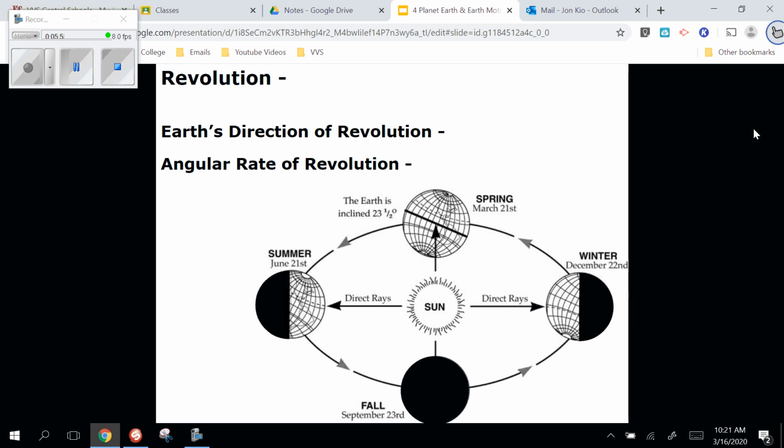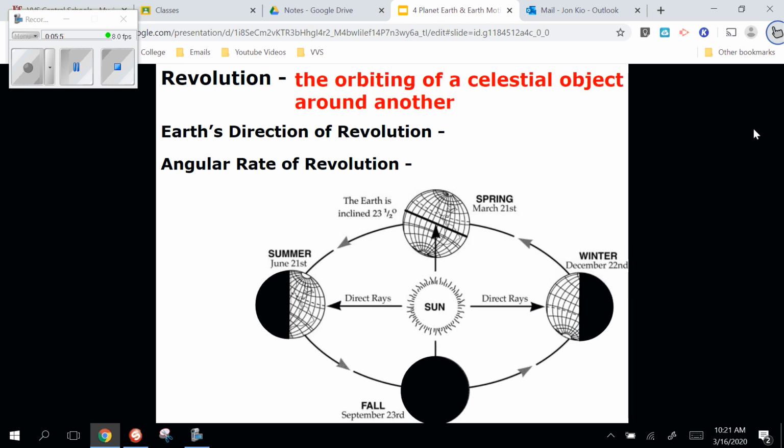All right, the other R, revolution. This is something orbiting around something else. It's not spinning now. We're not talking about spinning. We're talking about something going around something, like the Earth going around the sun or the moon going around the Earth. All right, our direction of revolution is the same as our direction of rotation. It's counterclockwise as viewed from above the North Pole.